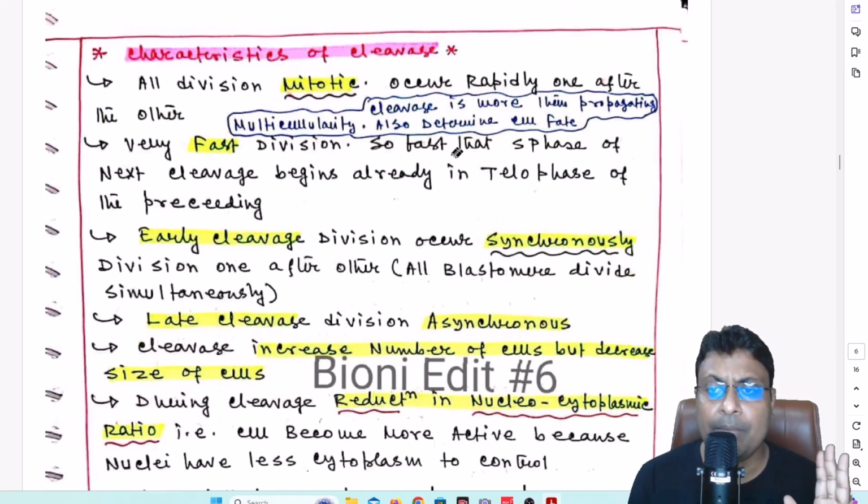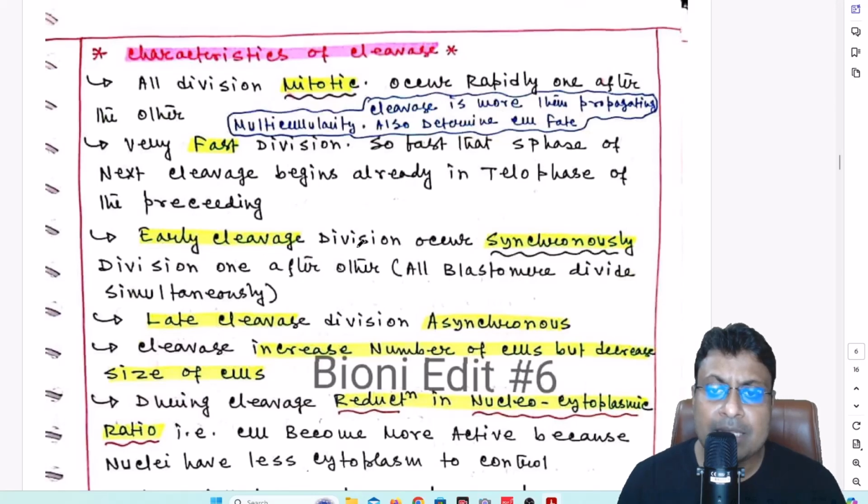And you know the M phase consists of the four phases: the prophase, metaphase, anaphase and the telophase. But before completing the telophase, the resulting cells again undergo the synthetic division or the S phase, right? So the cleavage rate is very fast.